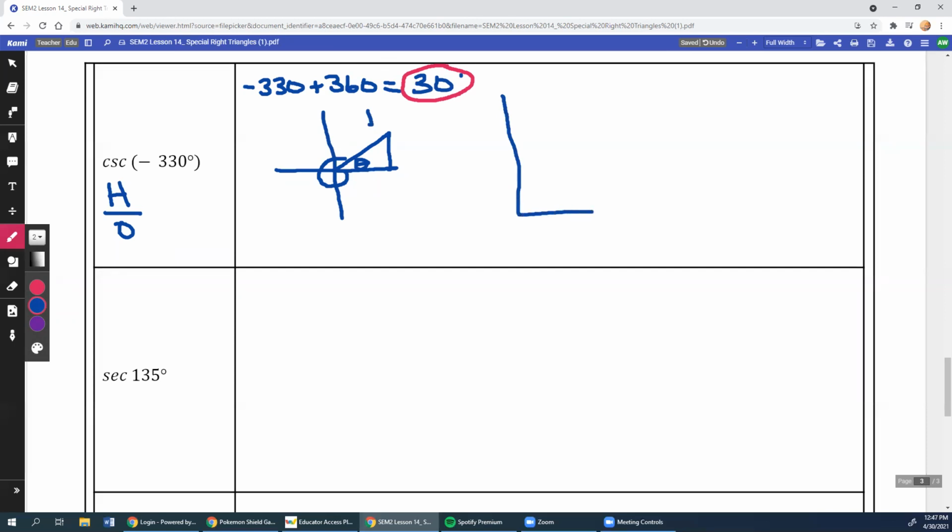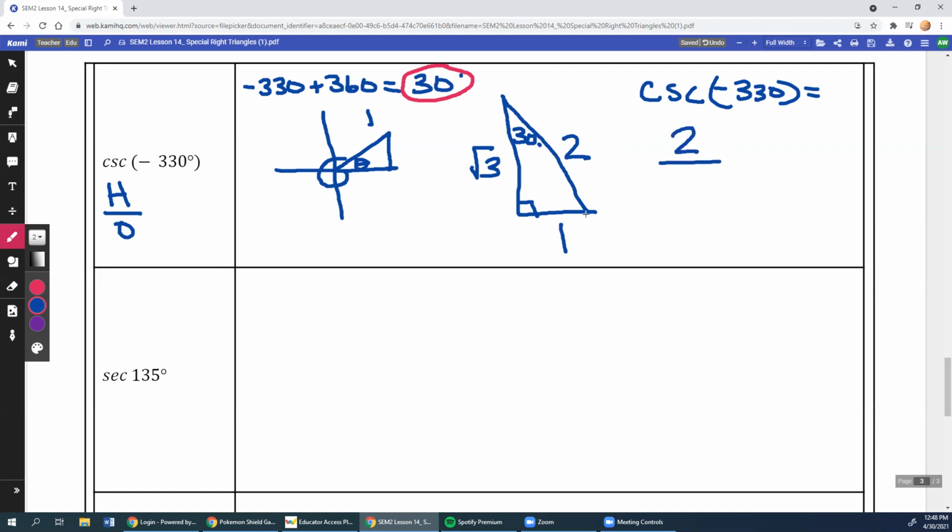We're going to draw our 30-60 right triangle. 30 degrees up here. Short side is 1. Long side is square root 3. Hypotenuse is 2. So cosecant of negative 330 is equal to, all right, hypotenuse on top because it's hypotenuse over opposite. So we have 2 over opposite of 30 is 1. So this is going to be 2. And then remember, anything that lands in quadrant 1 is positive. So we leave it as positive 2.